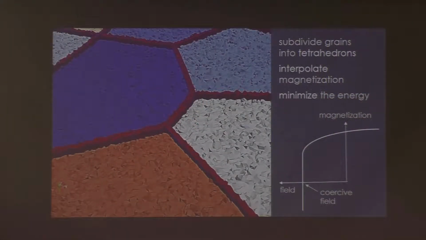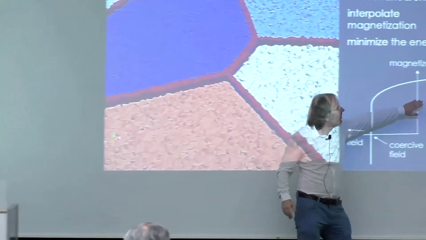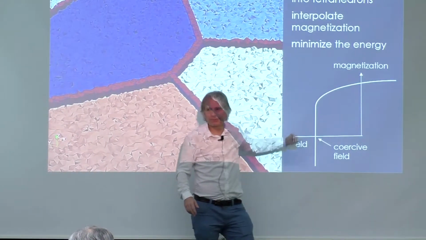On each tetrahedron, we interpolate the magnetization vectors, and then we minimize the total energy of the system. So we start with a huge applied field, so we saturate the magnet, we minimize the energy, and get the stable equilibrium configuration. From this stable equilibrium configuration, we decrease the field, calculate the minimum energy state again, and we do so, and we basically follow the demagnetization curve.